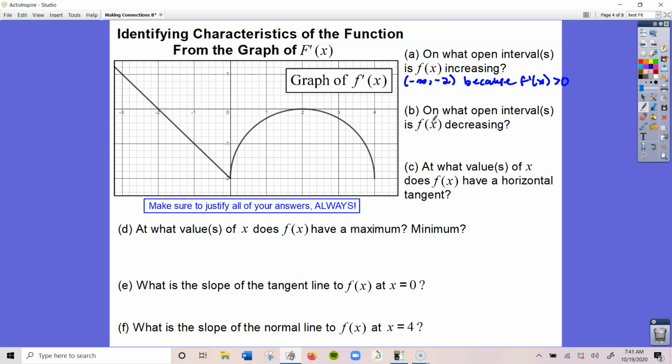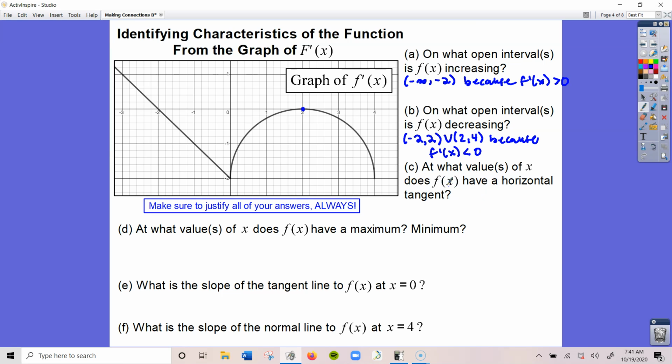Now, on what open interval is f of x decreasing? This is when it lies below the x-axis, which occurs from -2 to 2, and 2 to 4. And I had to stop at 2 because at x is equal to 2, the derivative is not negative, the derivative is equal to 0. So that's something else. If it touches your x-axis, you would have to stop, even if it is negative both times. So we would say that the function is decreasing on this interval because f prime of x is less than 0.